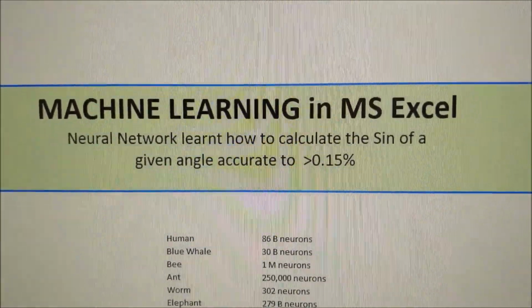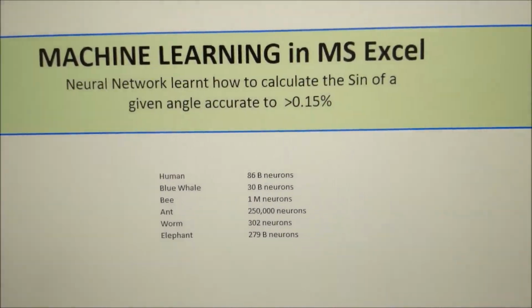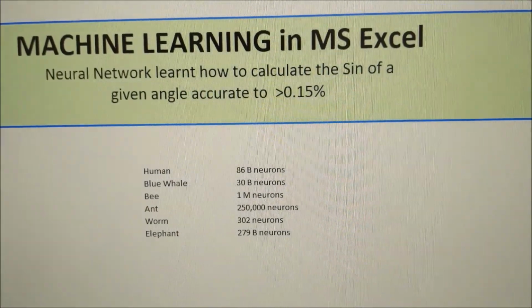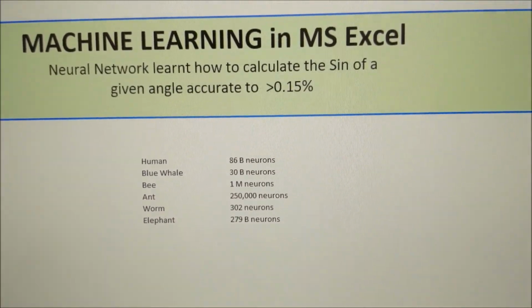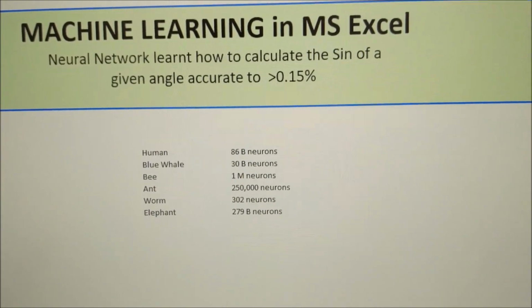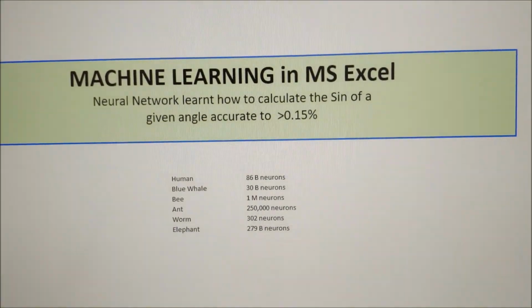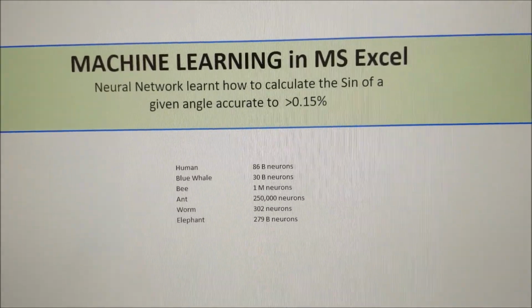But before we start, I'd just like to say that humans have 86 billion neurons. Blue whale, about 30 billion. A bee, 1 million. An ant, 250,000 neurons. A worm, 302. And what we're talking about here in this little spreadsheet is just 2 neurons.